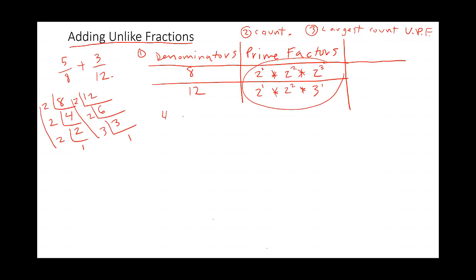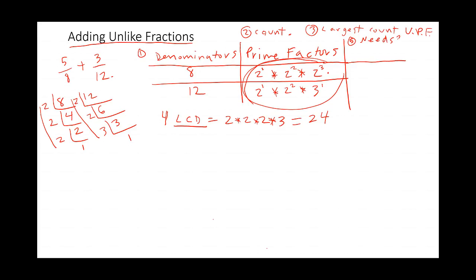So in step 4, that's figuring out what the LCD is. We've determined we need 3 2's, so I'm going to list the 2's and put multiplication between them. Then for the unique prime 3, there's only one of them, so we put it down here. Once we've gone through the lists of prime factors and figured out the largest count for each unique prime factor, we simply multiply them. And here we get 24, and that's our lowest common denominator, or least common denominator, or least common multiple.